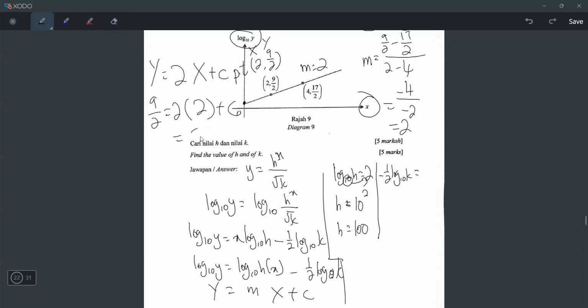And my x is 2. So my c will be 902 minus 4. 902 minus 4 is 102. And it means your y-intercept is 102. Means you can write here 102.